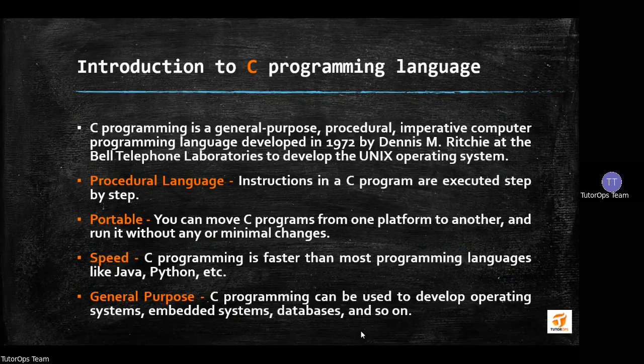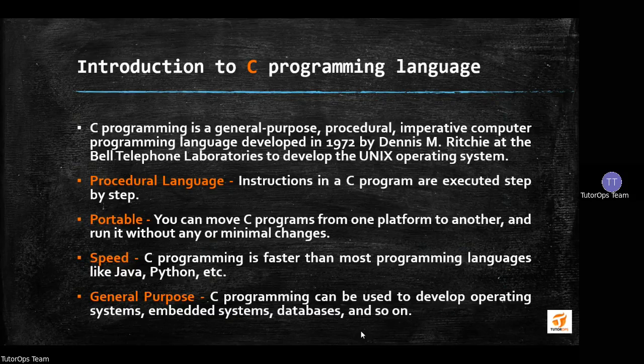Speed. C programming is faster than most programming languages like Java, Python, etc. As C programming directly interacts with hardware, it is very fast compared to other programming languages like Java, Python, etc. General purpose. C programming can be used to develop operating systems, embedded systems, databases, and so on.